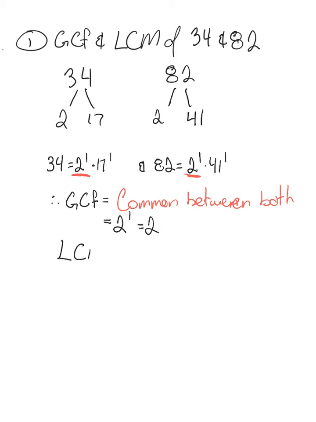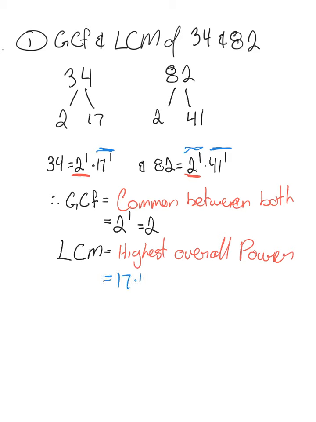And the LCM, which will equal the highest power in each. Highest overall power. I should have written that in blue. Which will equal 17 to the 1, 41 to the 1, and 2 to the 1. 17 times 41 times 2, which will equal 1,394.